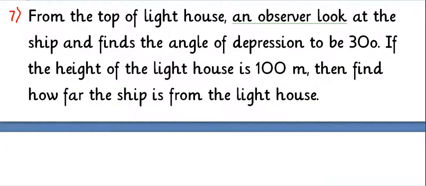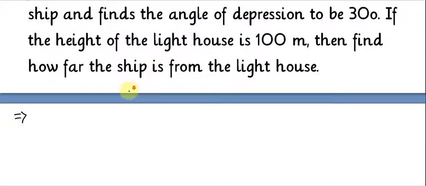Problem number 7: From the top of a lighthouse an observer looks at the ship and finds the angle of depression to be 30 degree. If the height of the lighthouse is 100 meter, then find how far the ship is from the lighthouse.